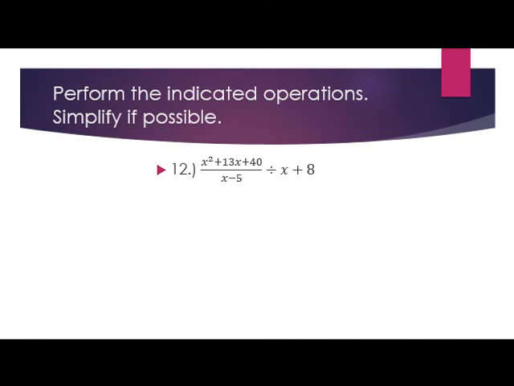Problem 12. Since I have to flip the second one over, but it isn't a fraction, I'm going to write it over 1 before I flip it. Top left factor is x plus 8, x plus 5, and then the second fraction ends up being 1 over x plus 8 when I change it to multiplication. The x plus 8's cancel, I'm left with x plus 5 over x minus 5. Remember, do not cancel anything more than that because those are subtracted and added, not multiplied.